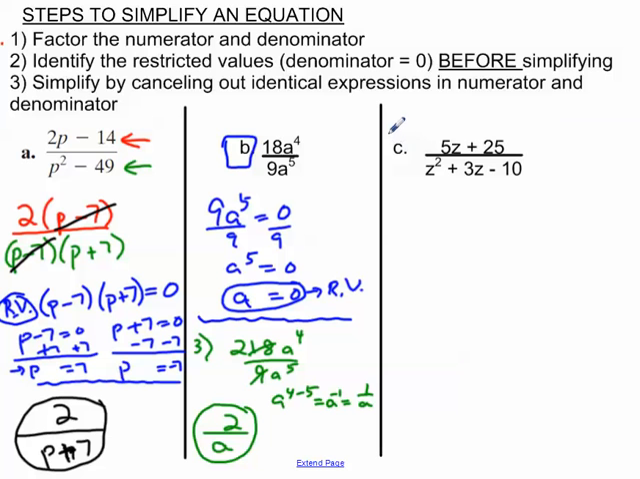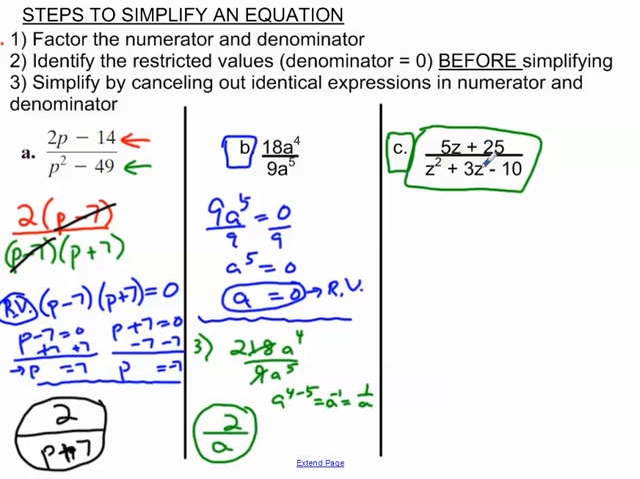So here's what I'm going to do, I'm going to leave this one here, a little more challenging, as kind of your ticket to get into class. So you're going to show me what you do for this one. Number 1, factor the numerator and denominator. Number 2, identify the restricted values. Number 3, simplify by canceling out the expressions. So you're going to tell me, and actually if you wanted to, show me the steps that you've done. Start with this.